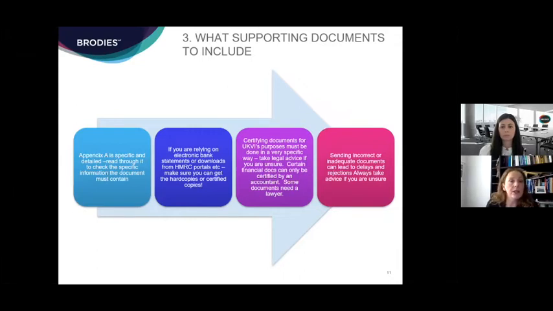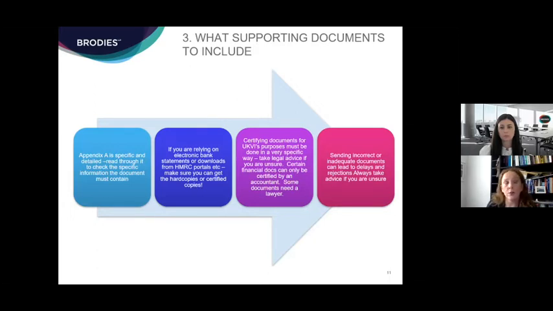So bear in mind, Appendix A is specific. Do read through and check all the relevant information is on the documents that you're submitting. So for example, if it's a bank statement, it needs to be the most recent one. If it's a letter from the bank, it'll tell you exactly what it needs to say. Similarly with other documents like employer's liability insurance certificates, it will tell you exactly what information you must show, and you must get that bit right. If you are relying on bank statements which are electronic or other downloads from the HMRC portal, do make sure that you could obtain hard copies or suitable certified copies within 5 working days if you need to do that.